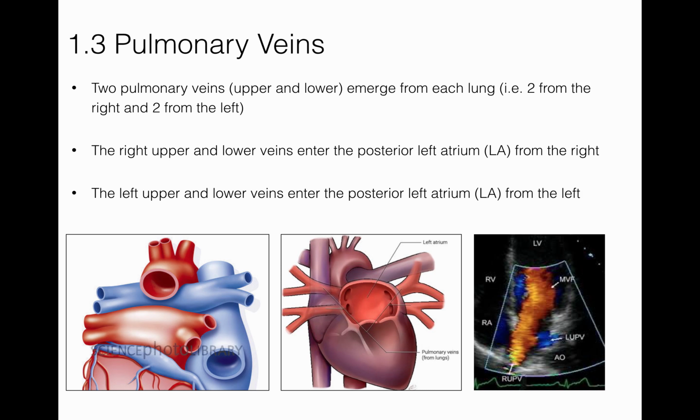The pulmonary veins. Two pulmonary veins, upper and lower, emerge from each lung. That is, 2 from the right lung and 2 from the left lung. The right upper and lower veins enter the posterior left atrium from the right. The left upper and lower veins enter the posterior left atrium from the left. In adult transthoracic echo, the easiest pulmonary vein to image is the right upper pulmonary vein from the apical four-chamber view.